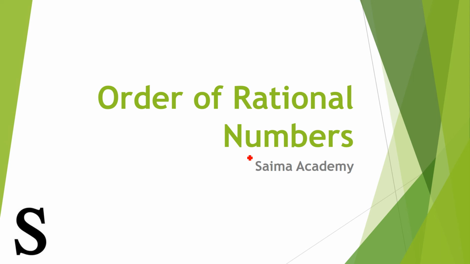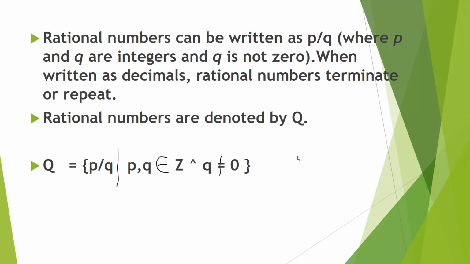In this lesson, I will explain to you the concept of order of rational numbers. We have discussed rational numbers in the last lesson, but again here I am explaining to you. Rational numbers can be written as P divided by Q, or you can say P over Q, right? P and Q can be any integers: 1, 2, 3, plus minus 1, 2, 3, 4, and so on. But this Q cannot be zero.